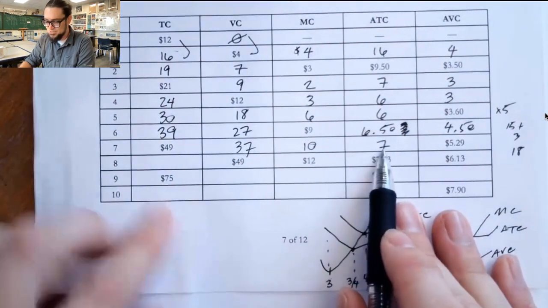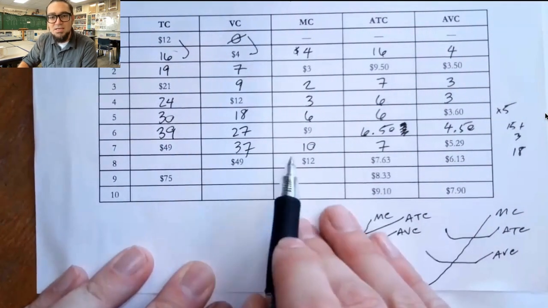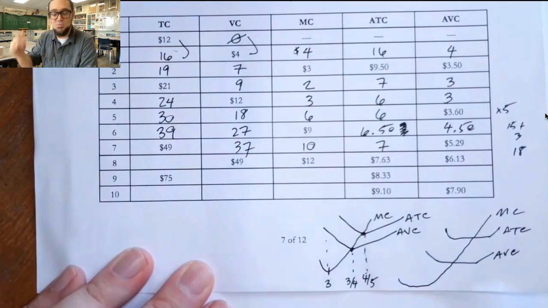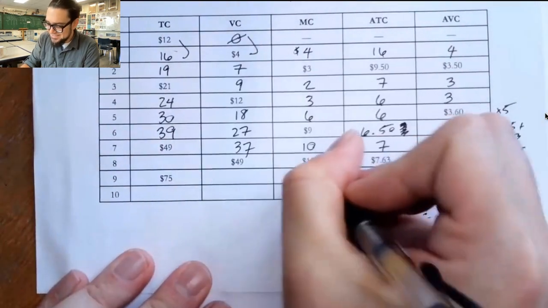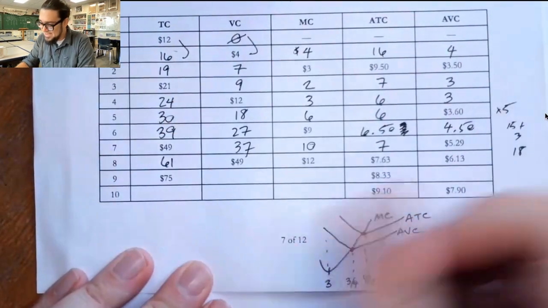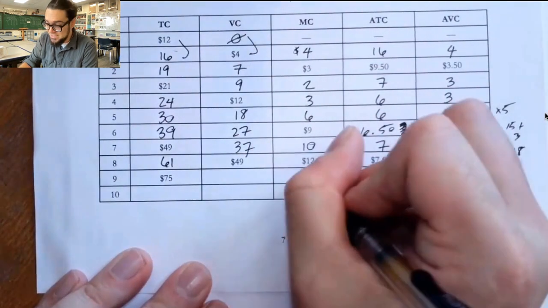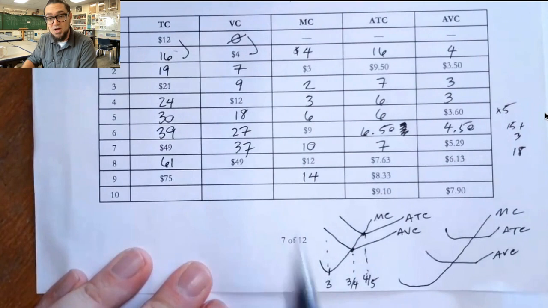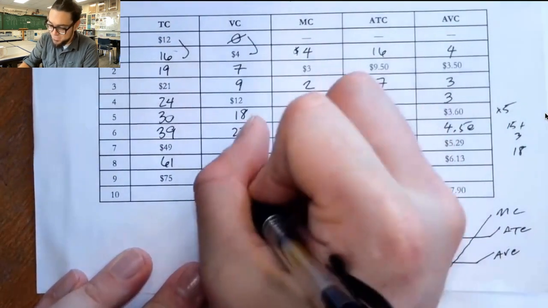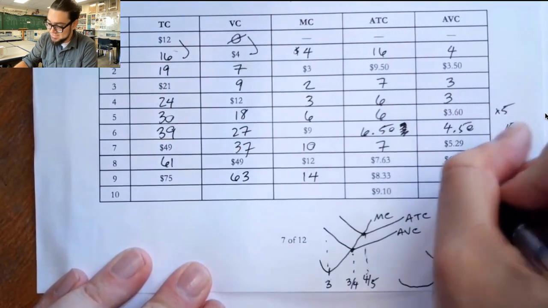And again, I'm just double checking. 49 over 7 is 7 as the average total cost. Here we've got a marginal cost value of 12, 37 to 49. It is 12. Great. I did that math right. And then 12 plus 49 is 61. And now we're almost to the end here. 61 to 75 is 14. So that's our marginal cost. And then 49 plus 14 is 63. And we'll find that 63 over 9 is 7.